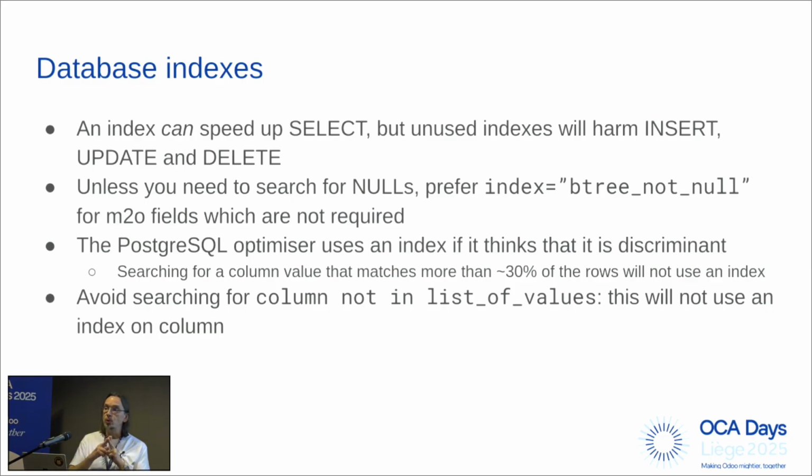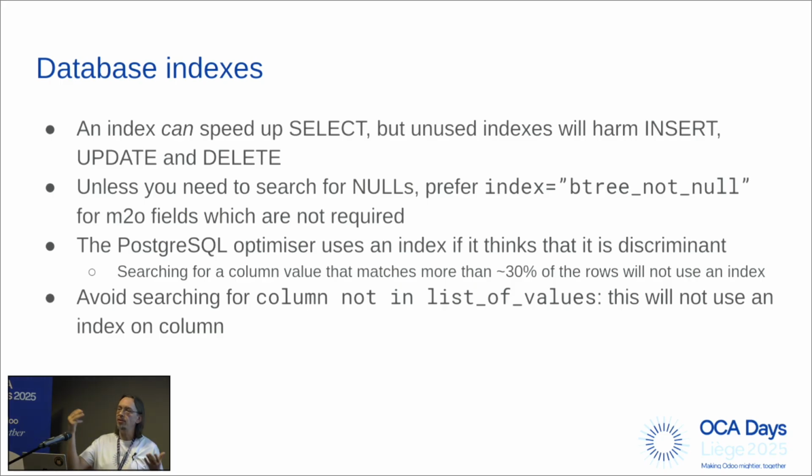And two notes about the PostgreSQL optimizer. The optimizer will use an index if it thinks that the index is discriminant. So it has statistics about the values on the column. And it typically won't use an index if the value that you're searching for matches more than about 30% of the rows in the table. I don't remember the exact figure. It can depend on the PostgreSQL version, but that's the order of magnitude.